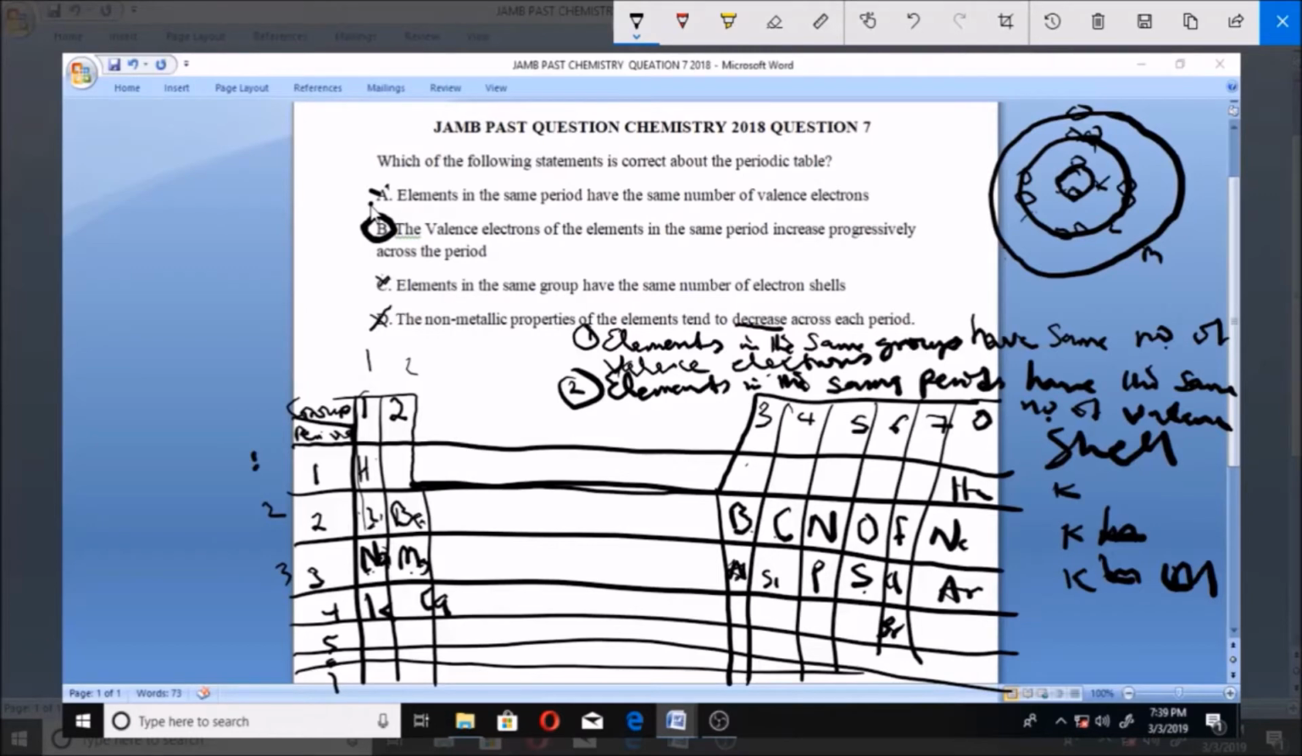So you can see I took time to draw this, so take note of this. The periodic table for the first 20 elements. Periodic table is actually the arrangement of elements according to their atomic numbers. And you can see we have 7 periods and 8 groups. Elements in the same group have the same number of valence electrons, whereas elements in the same period have the same number of valence shell. And non-metallic property tends to increase from left to right of the table, as well as the number of valence electrons across the period. Thank you.